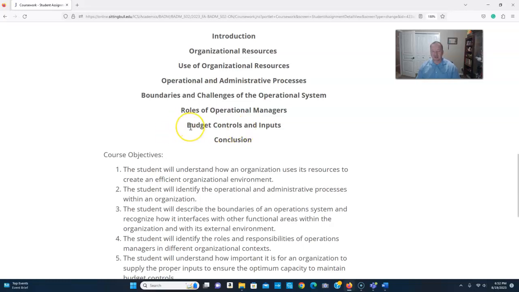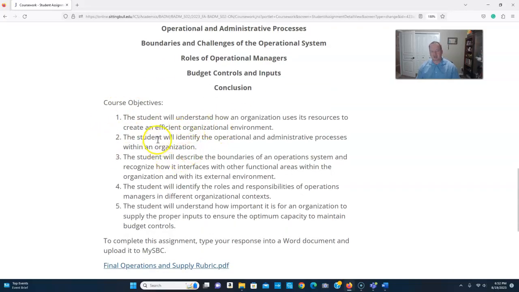Am I looking for sources? I'm only looking for sources if you use something specific to that company that is out in public. So a financial statement, if you do that, recognize where it's from, and it ties back to the course objectives.